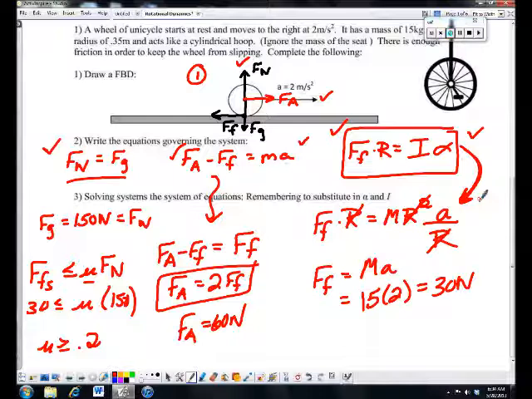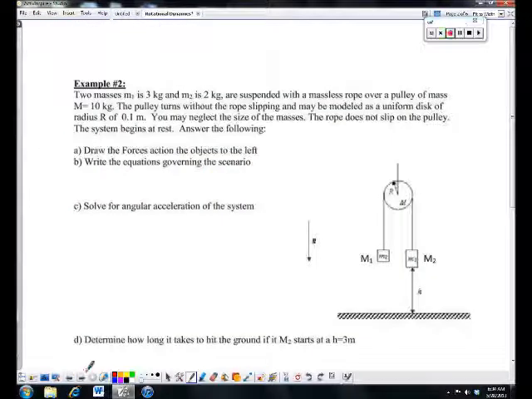I could have asked for things like my force applied, or I could have asked for things like my force of friction. Notice my force applied was twice as much as you might have predicted. If there was no friction, it would have cost simply 30 newtons. So it would have gone much easier if it had to slide. So let's take a look at example number 2.